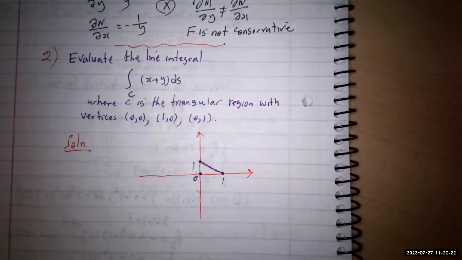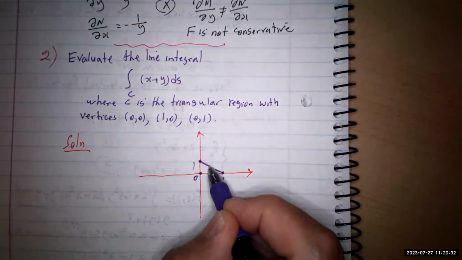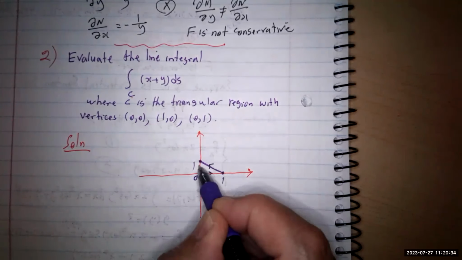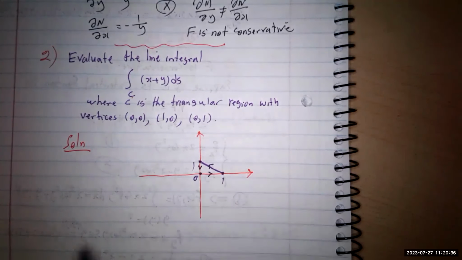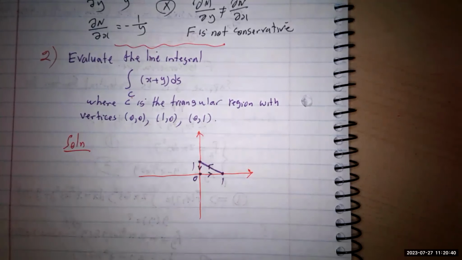So you have to create the path C. The direction is counterclockwise. You start from here, then here, then you come back. It's a closed path, but this is not the type where you can apply any theorem. It's a direct substitution.